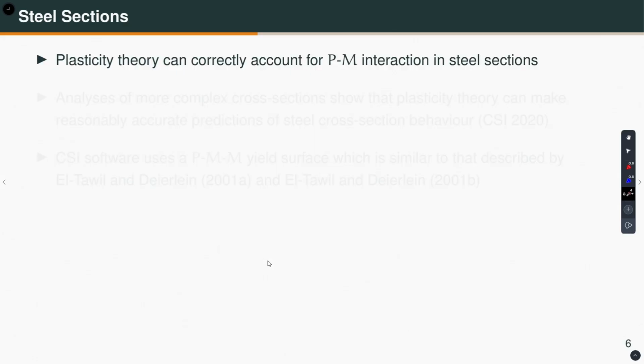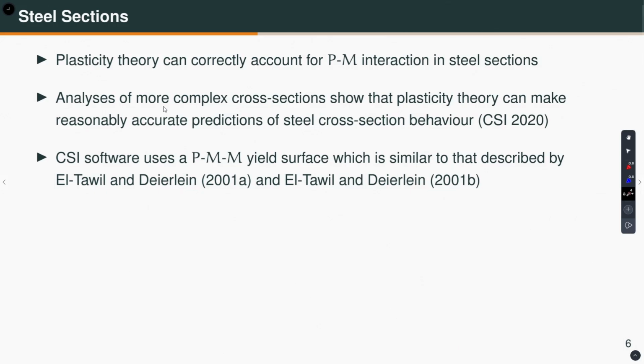So, we concluded that plasticity theory can correctly account for the PM interaction in steel sections. Analysis of more complex cross sections shows that the plasticity theory can make reasonably accurate predictions of steel cross section behavior. This statement is coming out of the CSI technical note, and I am sure they might have studied it. Then the CSI software uses a PMM yield surface, which I was talking about, which is similar to that described in this paper.